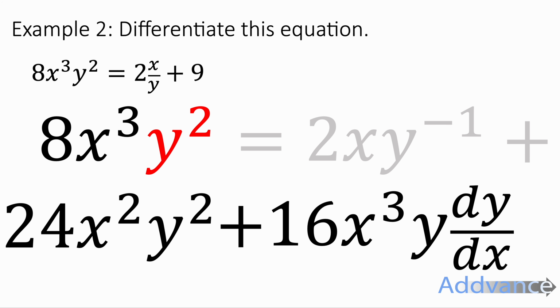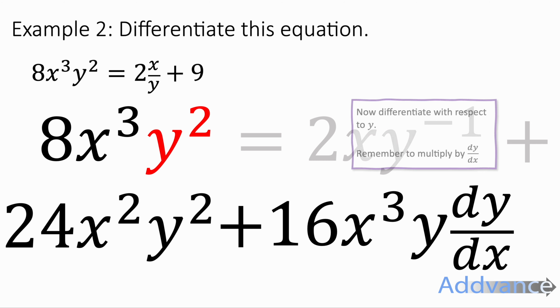So what we've done is we've differentiated with respect to x, and then we've also differentiated with respect to y, and we've added the 2 answers together. And that's the rule, that's how we do this. So we've got a term with x's and y's together, we differentiate for x, differentiate for y, and add them together.